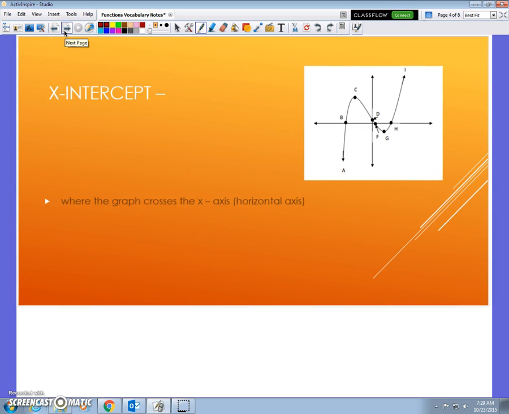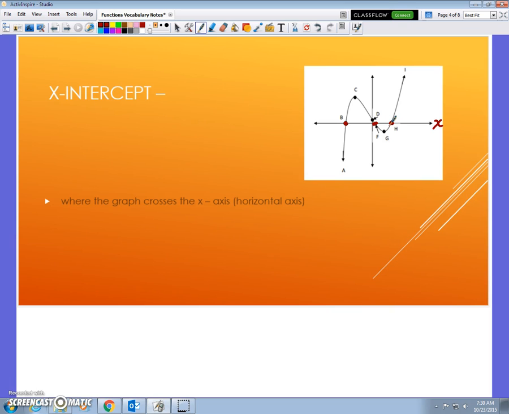An x-intercept is, of course, looking at the x-axis, where it crosses the x-axis. So we have an x-intercept at B, at F, and at H. Okay, so 3 x-intercepts, B, F, and H.